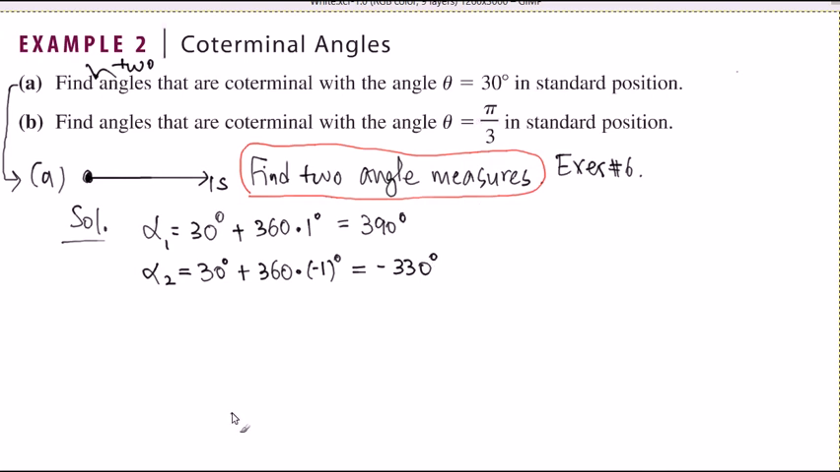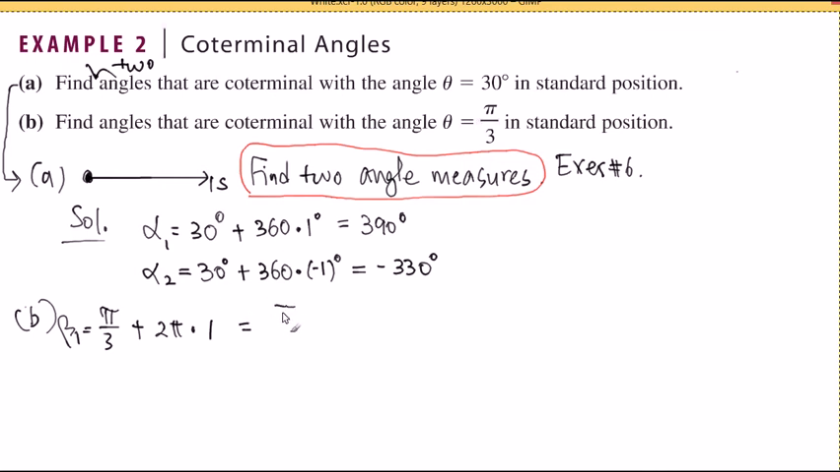Okay? How about part B? I'm just going to write it down and let you go. I have pi over 3, right? What should I add to get to the next coterminal one? I have to multiply, instead of 360, 2 pi, right? Times 1 radian. So sometimes they omit the radian, but always indicate degree.